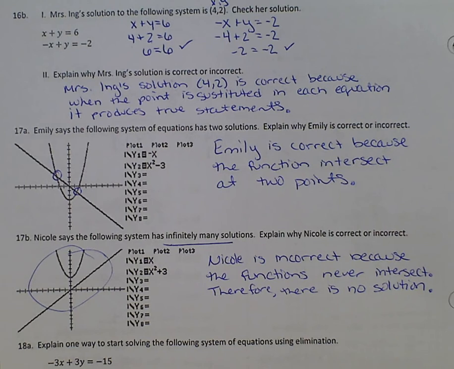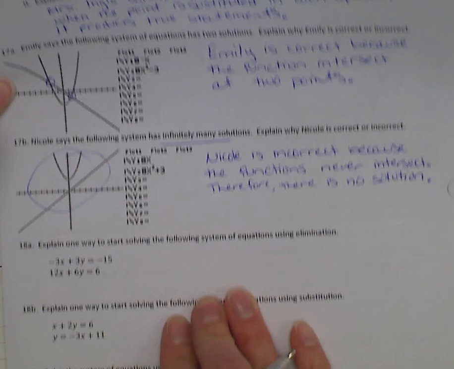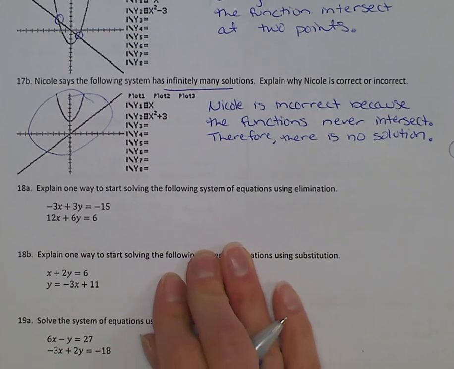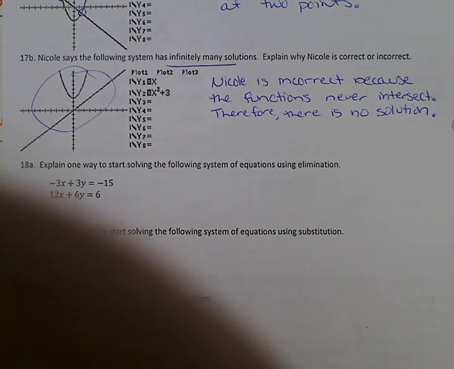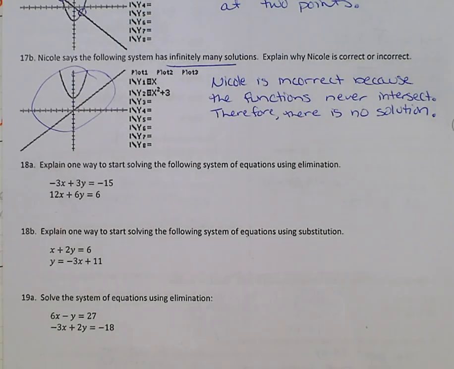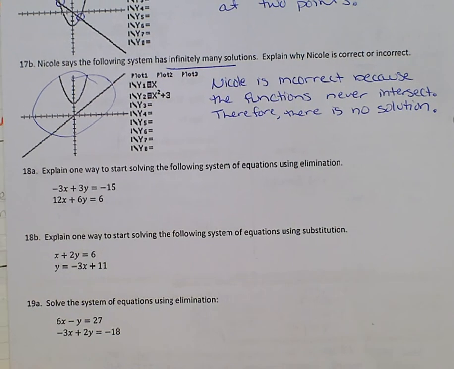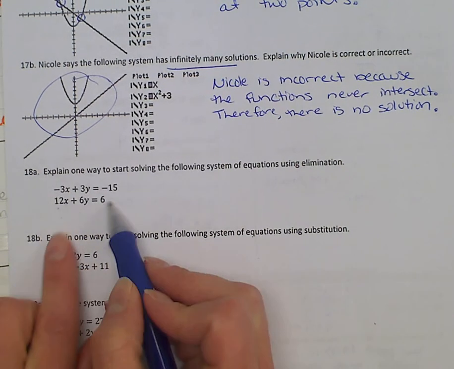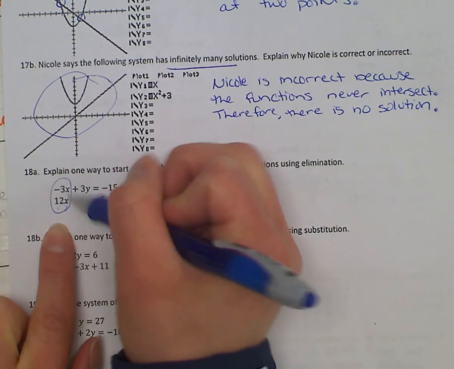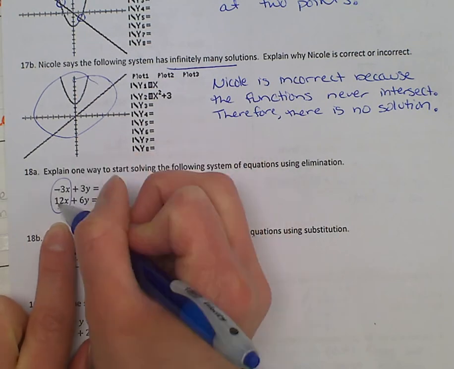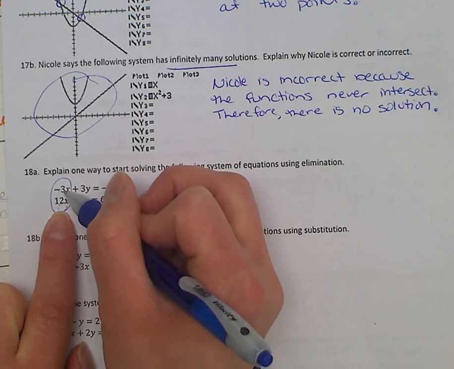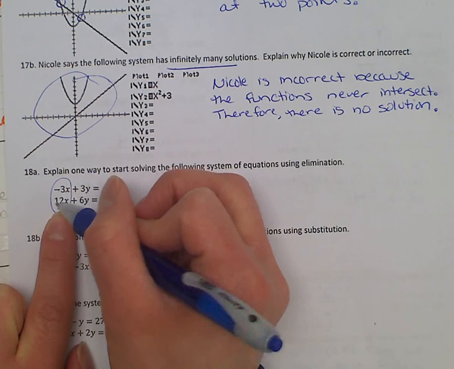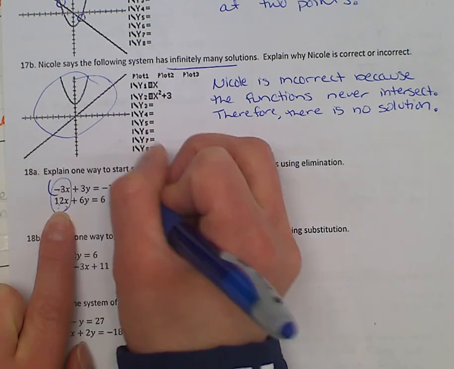18a says explain one way to start solving the following system of equations using elimination. Remember for these, before I do 18a and 18b, there are multiple answers that you can give. What I would do possibly here is take a look here because these are already opposite signs. Remember, in order to use elimination, we need the same coefficient in front of the same variable, but opposite signs. We already have opposite signs, and I know that if I multiply this equation by 4, I would end up with a negative 12x.